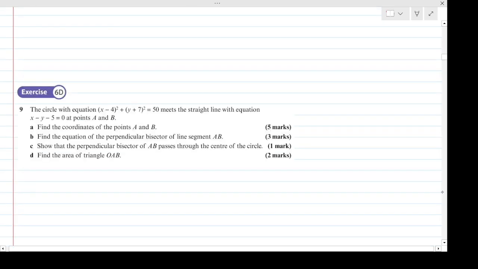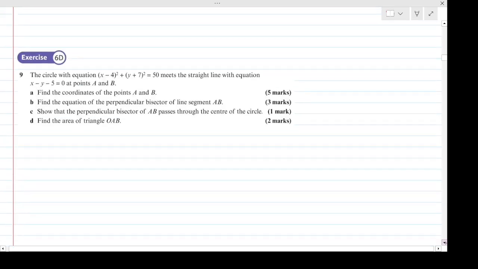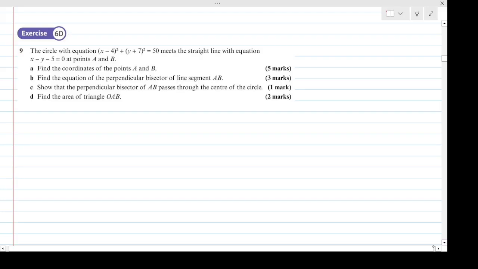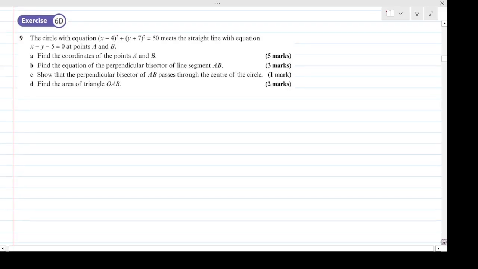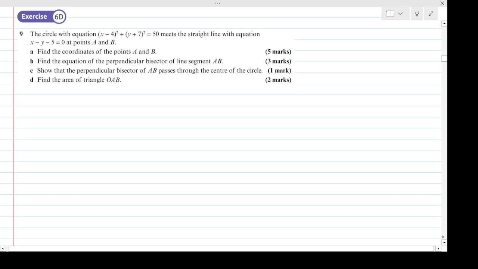There we are. Okay, let's have a look at some exercises then, some further examples. So this one, we are told the circle with equation x minus 4 squared plus y plus 7 squared equals 50 meets the straight line with equation x minus y minus 5 equals 0 at points A and B. Find the coordinates of A and B. So first we're told that the circle, x minus 4 squared plus y plus 7 squared equals 50, meets the straight line, so intersects with the line x minus y minus 5 equals 0.